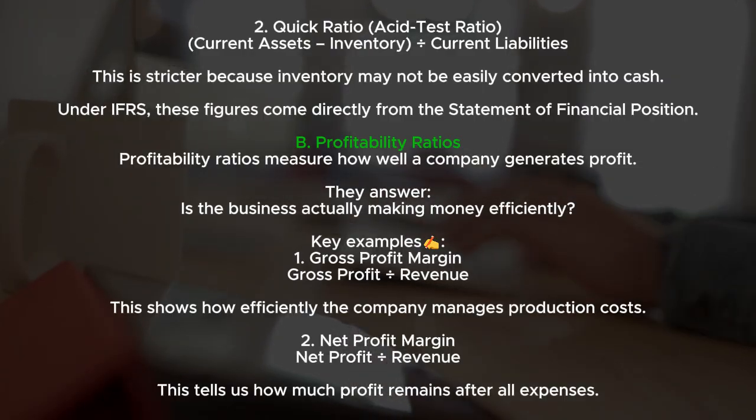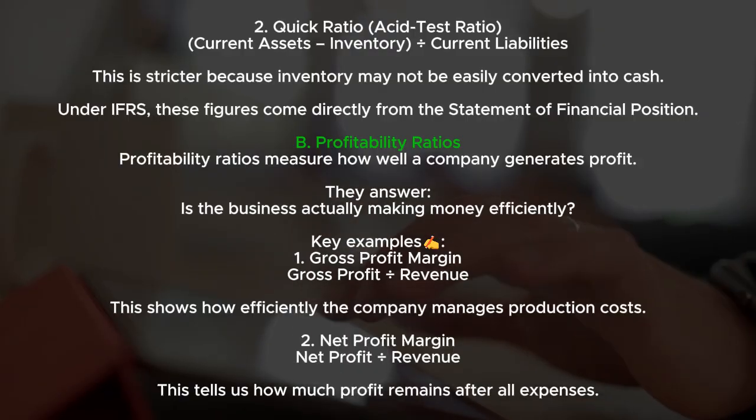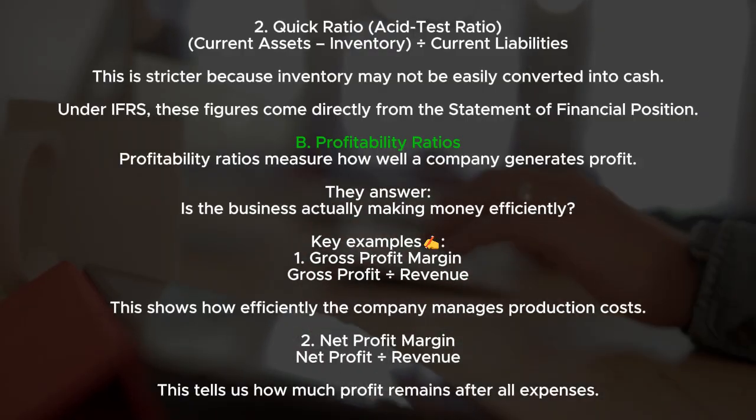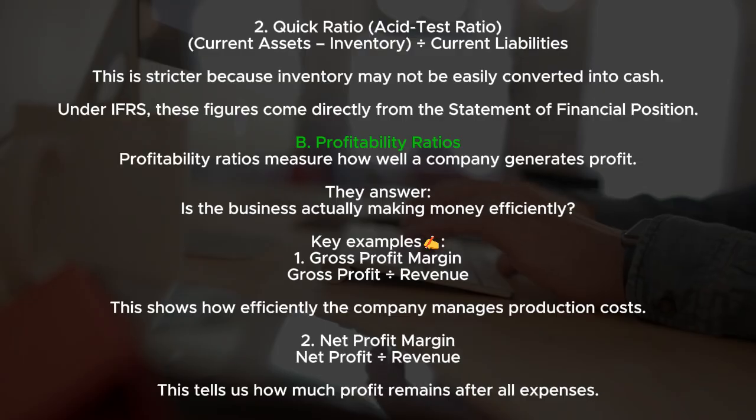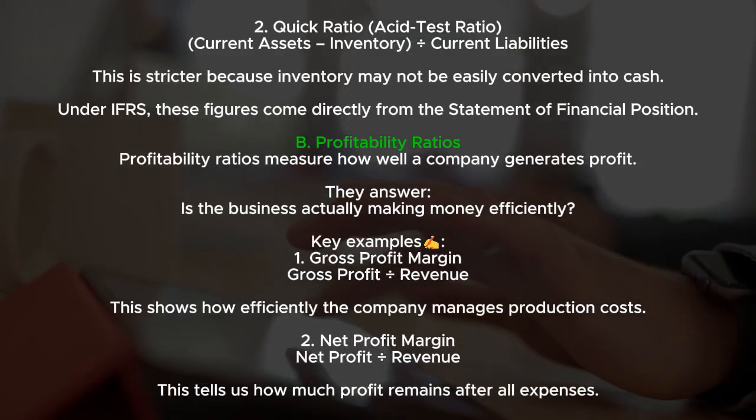B. Profitability ratios. Profitability ratios measure how well a company generates profit. They answer, is the business actually making money efficiently? Key examples. 1. Gross profit margin. Gross profit divided by revenue. This shows how efficiently the company manages production costs. 2. Net profit margin. Net profit divided by revenue. This tells us how much profit remains after all expenses.